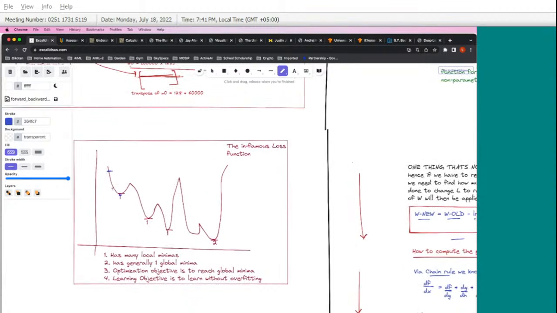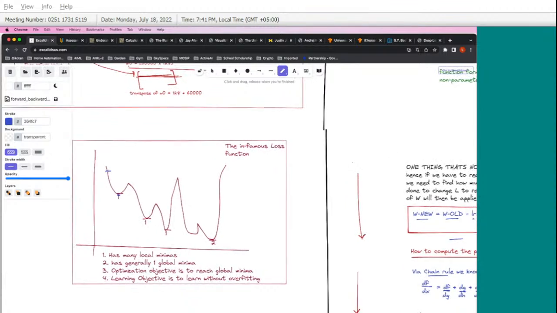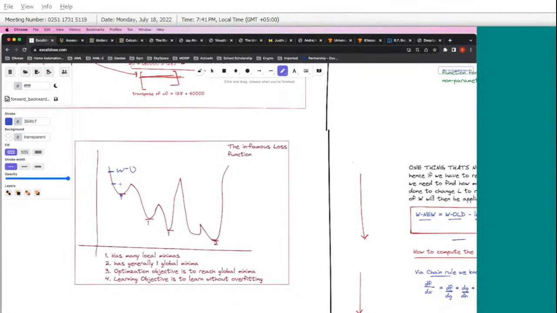So how will I go down? This is my W old, right? And this will be my W new. I don't know what this is. Now to reach there, I need to go so much. I have to update all my W olds in such a way that I can actually reach there.